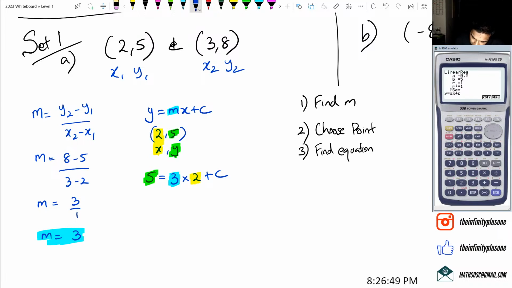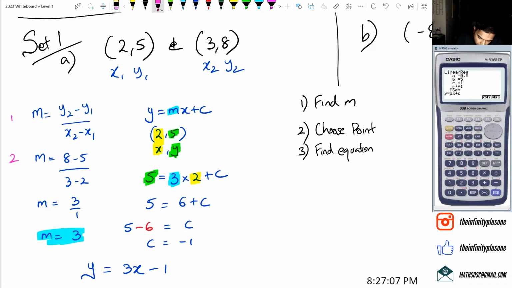So basically what I've got here is 5 is equal to 6 plus c. Rearranging this, I get 5 minus 6, which gives me c is equal to -1. So the equation is y is equal to 3x minus 1. Now, as always guys, I'm going to put up some line numbers. Let me know if you have any questions with this before we move on.